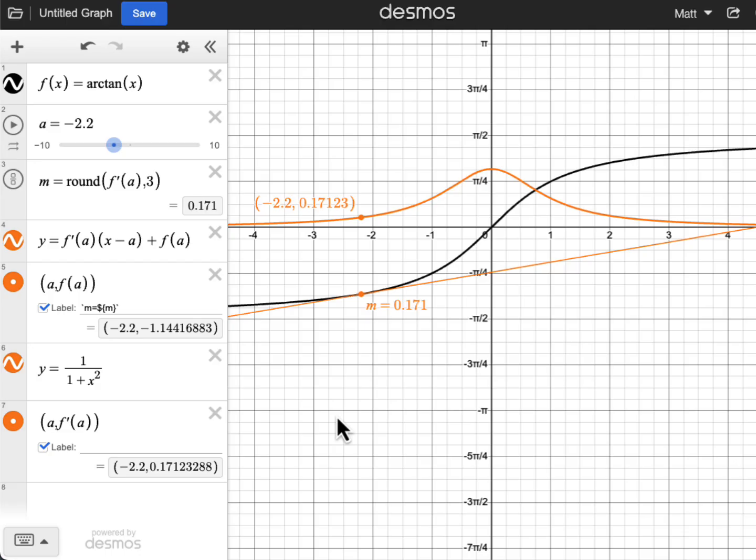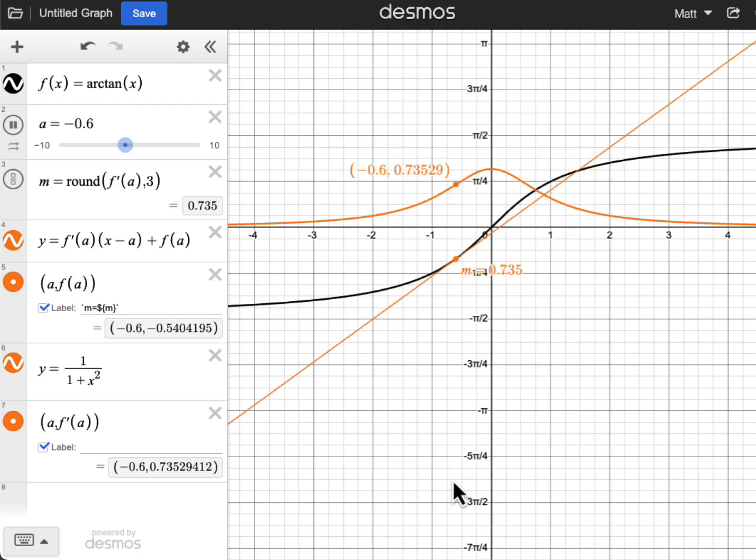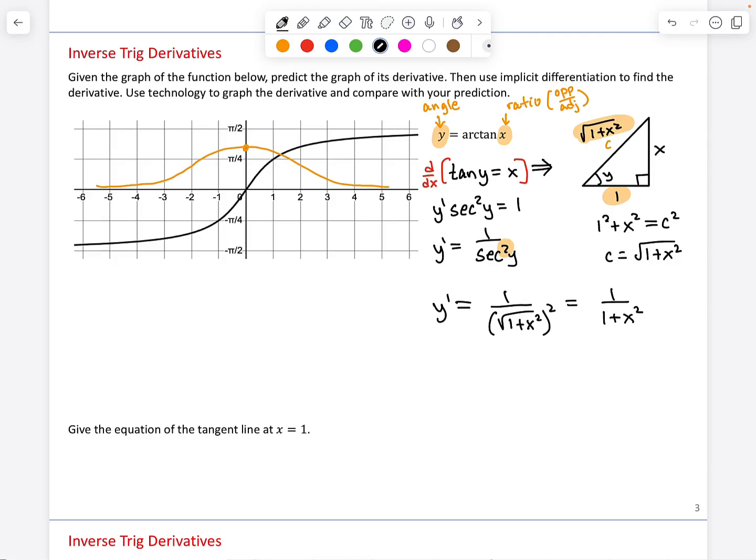Using technology, here's the graph of our 1 over 1 plus x squared. It gives a graph of the derivative in orange that matches our prediction. And as x changes, the slopes of the tangent lines to the black curve are the outputs of the orange curve, the derivative function. So we've confirmed that the derivative of the arctangent of x is equal to 1 over 1 plus x squared. Now, give the equation of the tangent line at x equals 1.